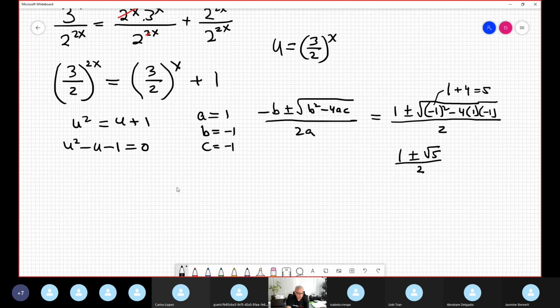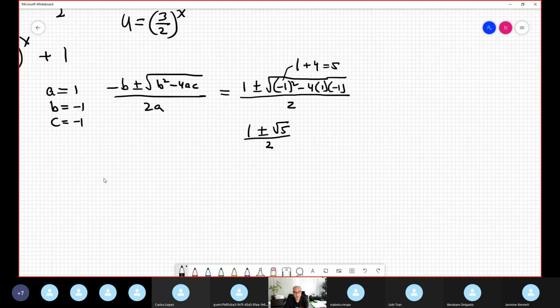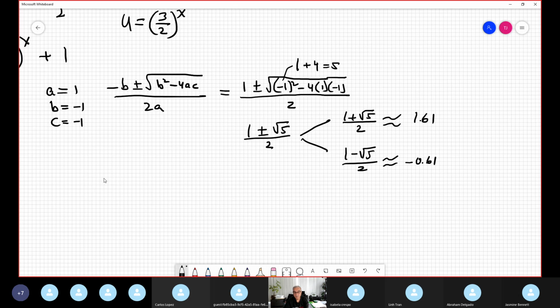But it doesn't matter. When you apply logarithm, you get an irrational solution again. So no problem. We have two solutions. One solution is 1 plus radical 5 over 2. Another is 1 minus radical 5 over 2. By curiosity, I put in my calculator and compute the decimal approximation. The answer is 1.61, and the answer is negative 0.61.